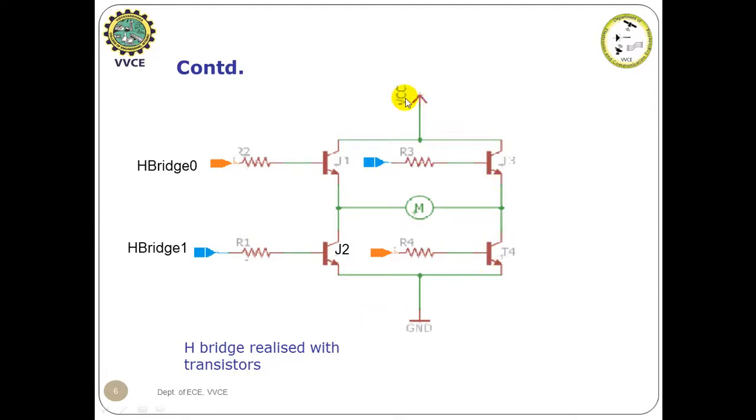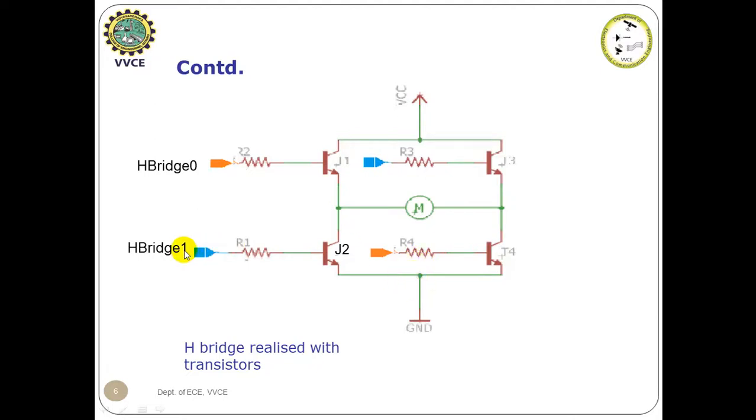So this is the H-bridge circuit where the switches are realized using NPN transistors. The 4 transistors J1, J2, J3 and J4. The 2 base points of the transistors J1 and J4 are connected to a common point named as H-bridge 0, and the 2 base points of transistors J3 and J2 are connected to a common point and named as H-bridge 1. Suppose if H-bridge 0 is given value as 1 and H-bridge 1 as 0, the transistors J1 and J4 will be in on condition and the transistors J2 and J3 will be in off condition, resulting in the direction of current flowing through the motor from left towards the right.